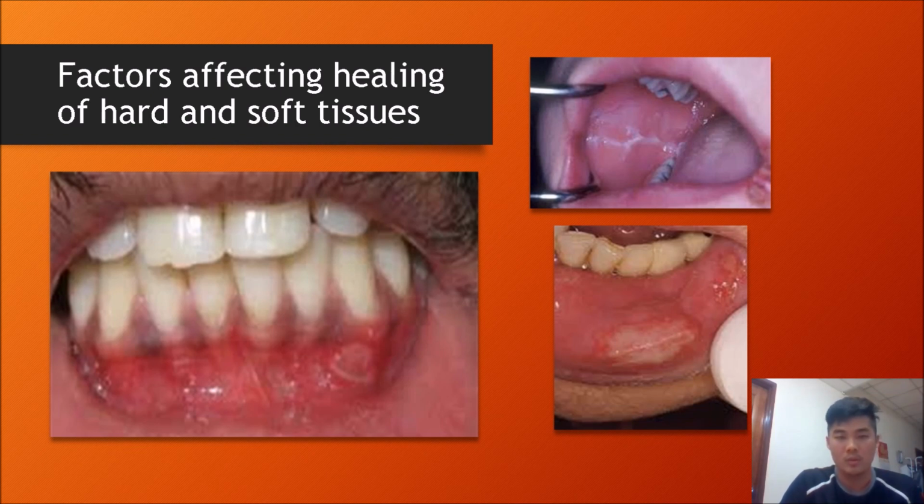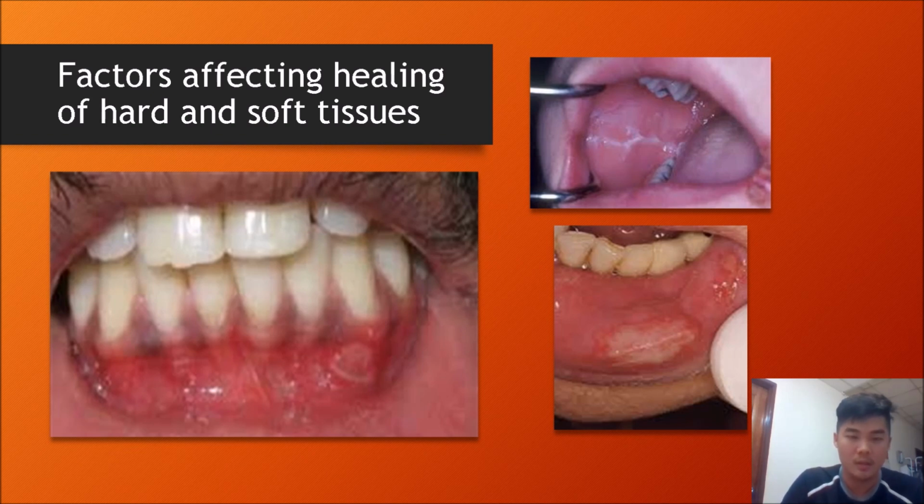Soft tissue mainly includes those injuries or wounds on the gingiva, the gum, the buccal mucosa, and also the lips. The hard tissue also includes fracture of the jaw and fracture of the bone. This is the open fracture, closed fracture, and complicated fracture.